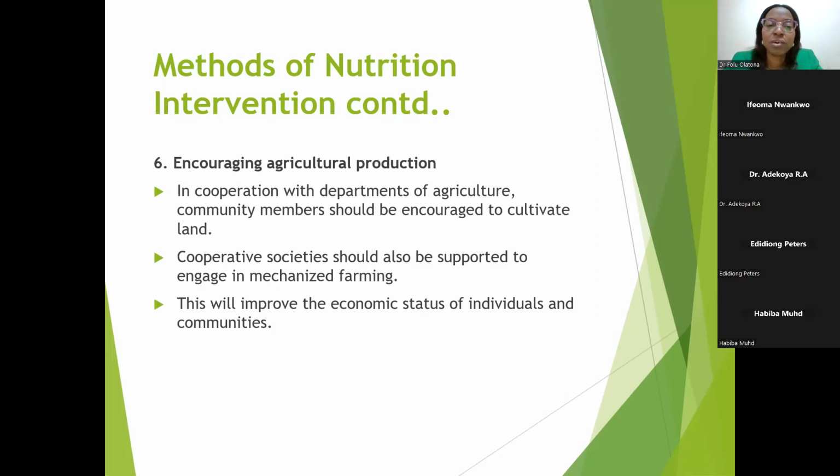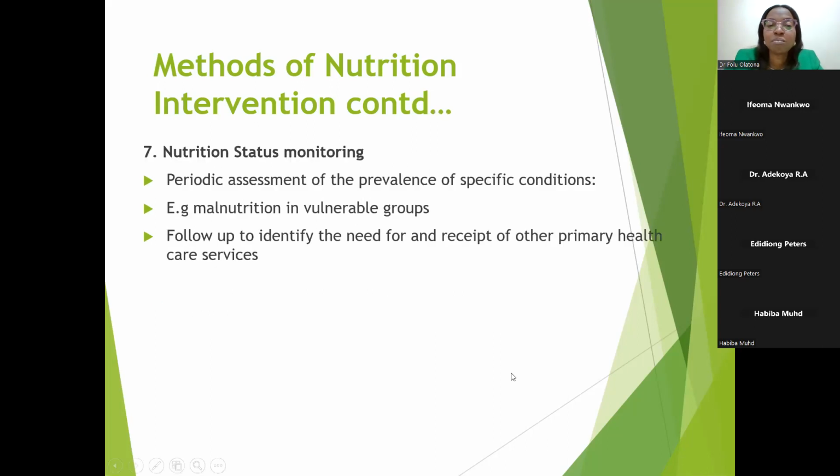Whatever can be done to encourage people to produce more should be done. And I think one of those things is to ban importation of some foods so that people learn to eat locally available foods and encourage agricultural production. Encourage cooperative societies, and then look for ways to improve the economic status of the individuals and communities. Because if economic status improves, people will have more options and they'll be able to do the right thing.